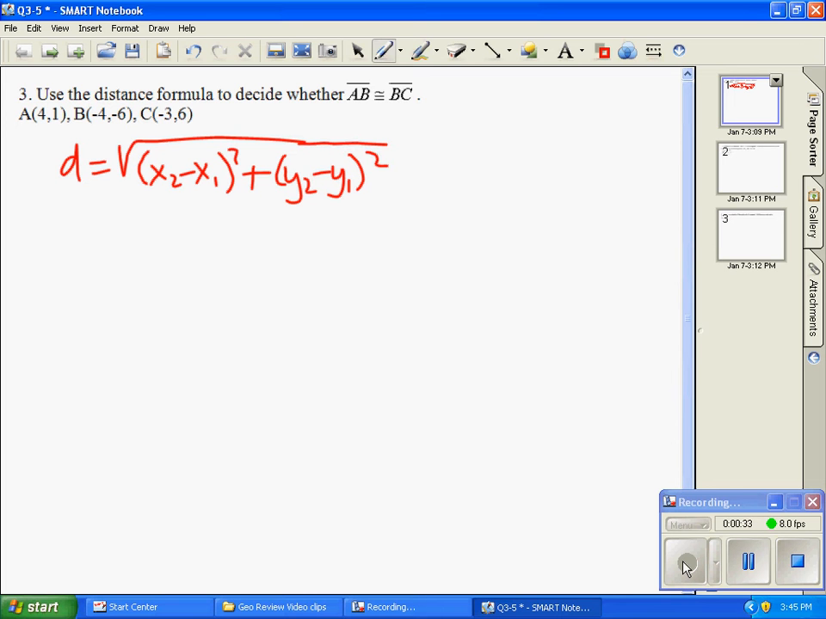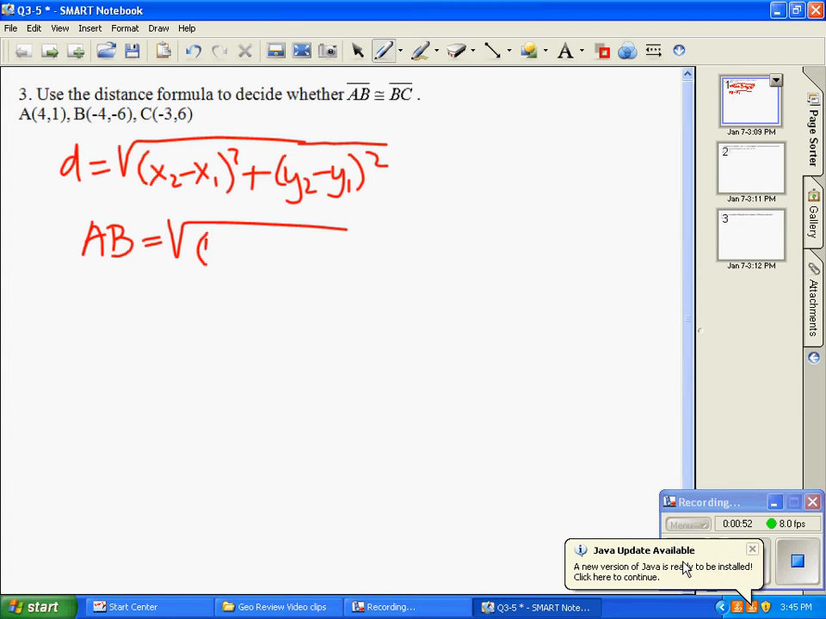So let's plug in the appropriate x's and y's, and again remember, you can decide which one is x1, which one is x2, but then be consistent with the y1 and y2. So for AB, we have the square root of (4 minus negative 4) squared plus (1 minus negative 6) squared.